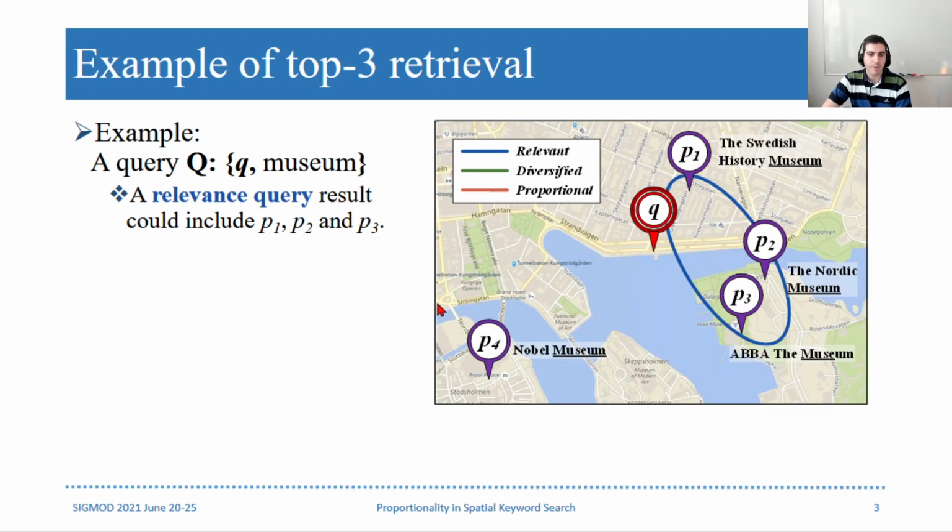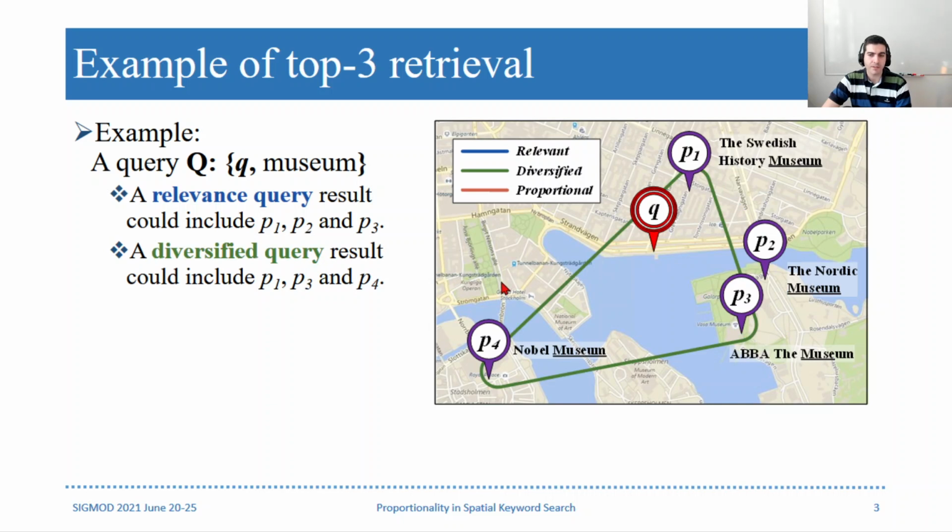A relevance-based framework would return places P1, 2, and 3, which are the closest to the query and are also relevant. This is not always the most desired result, as the suggestions can be concentrated in the same region and contain mostly historical museums. We can consider an improvement on this query result by applying a diversified framework.